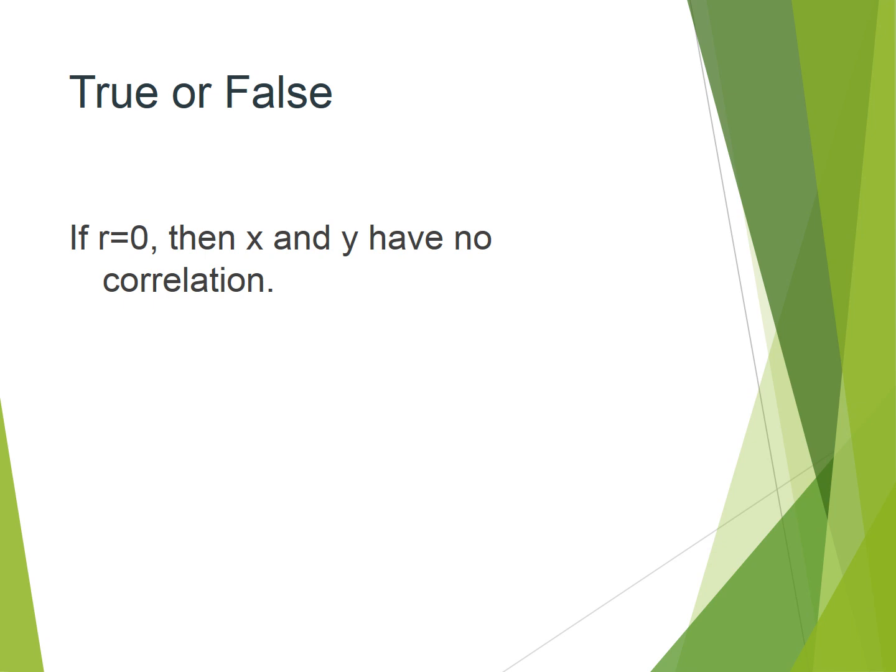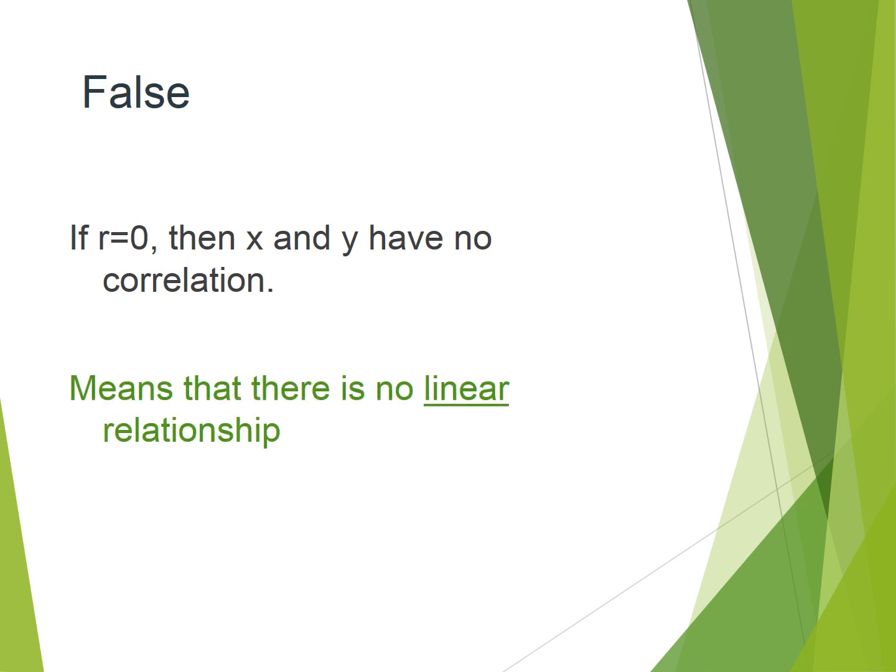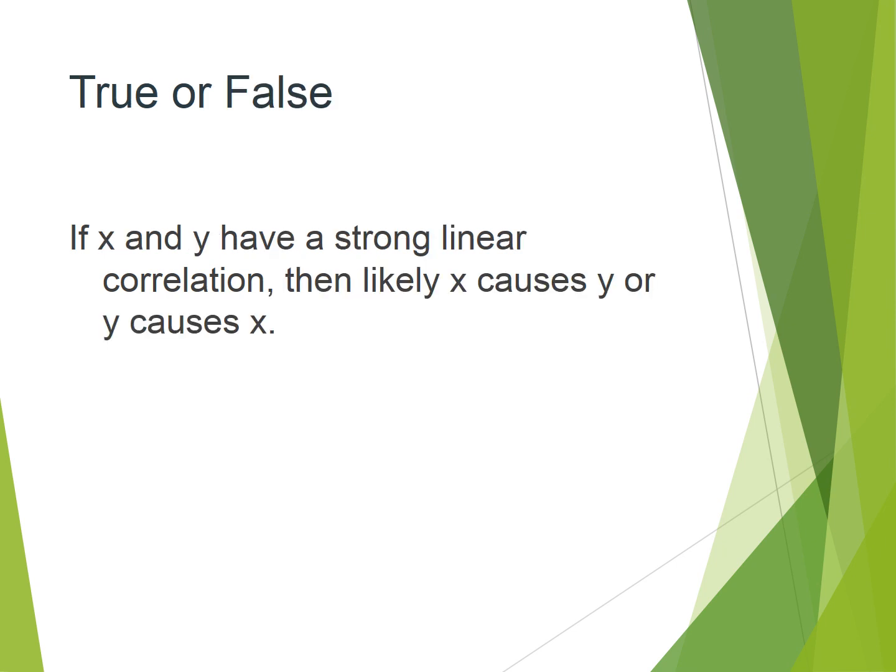If R equals 0, then X and Y have no correlation. I'm asking this question one more time because I'm trying to trick you again. I want to make sure you get the understanding that what? The answer to this is false, because no, it does not mean there's no correlation. It means that there is no linear correlation.